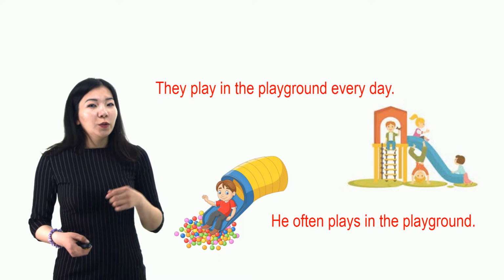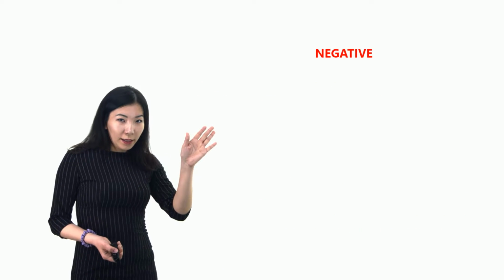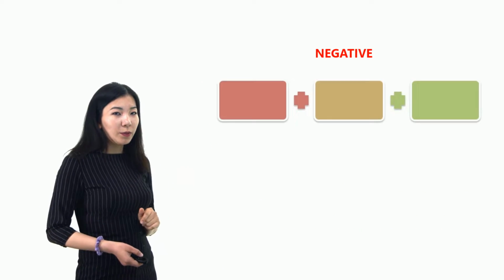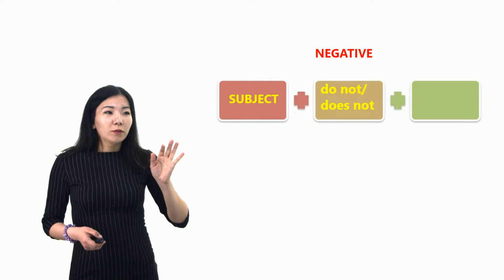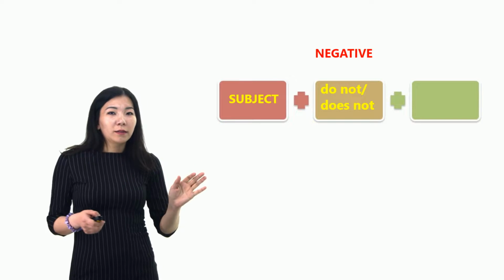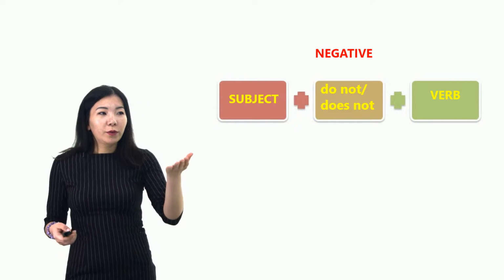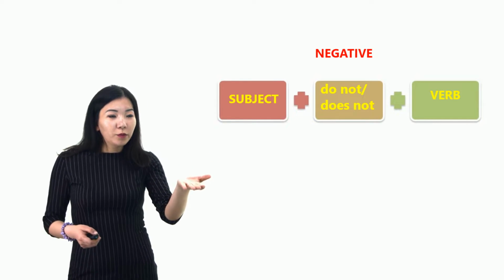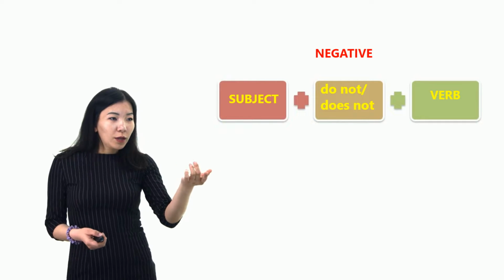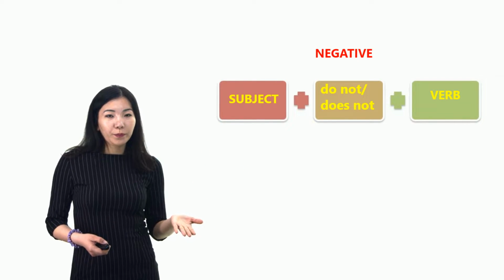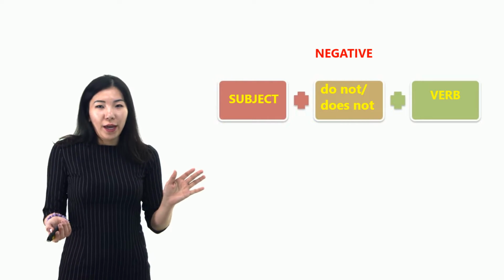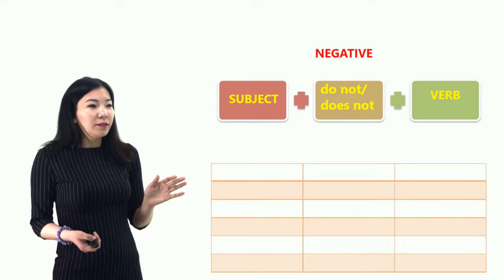Alright, so in order to form a negative sentence in present simple, we need the auxiliary verb: do not, and does not. So here, first it goes subject plus do not, does not, and the main verb. So let's conjugate the verbs in a negative sentence, okay?